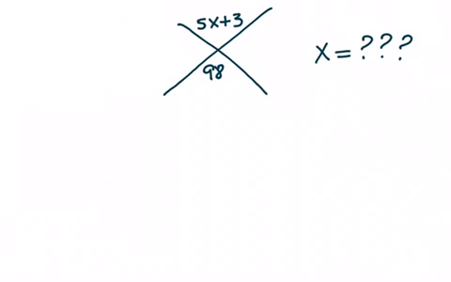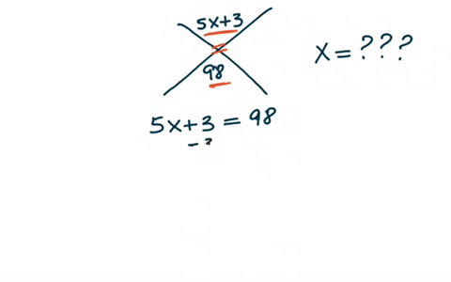Well, don't these two things equal each other? Doesn't this equal this because they're vertical angles? So then can I say 5x plus 3 equals 98? All right, now let's solve it and see what happens.